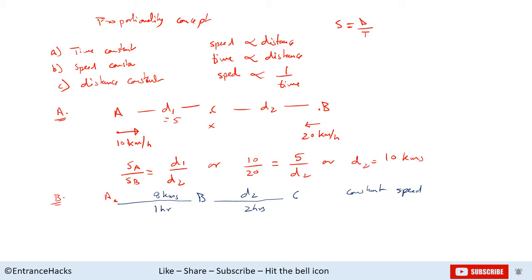How can we do this? Using speed as constant, time is directly proportional to distance. So d1 upon d2 equals t1 upon t2: d1 was 1, d2 was 2, d1 was 8, d2 we have to find, so d2 would be 16 kilometers.